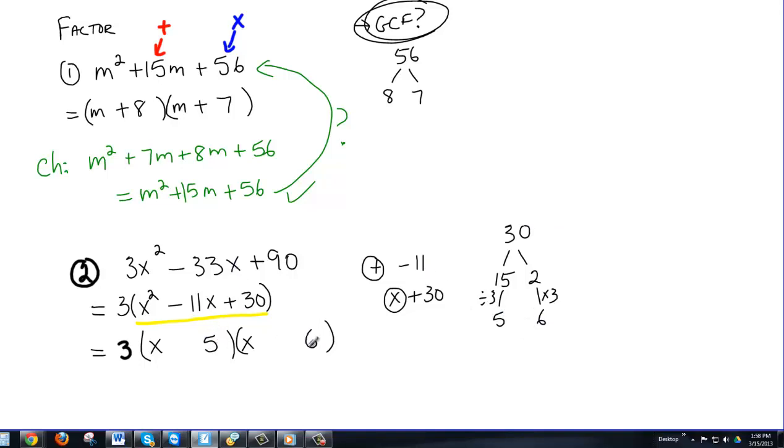Now here's where your integer skills are going to come in. What signs do I want on them so that when I multiply I get positive 30, when I add I get negative 11? These must both be negatives. There's the answer. Yes, we could go ahead again, multiply it all out and check. Note, if we're going to multiply this out and check, don't forget, this is my check.